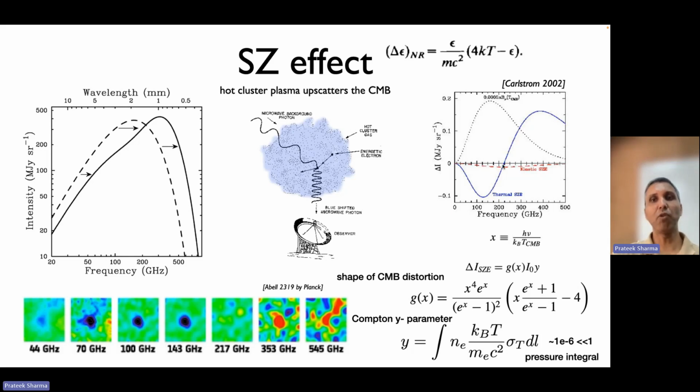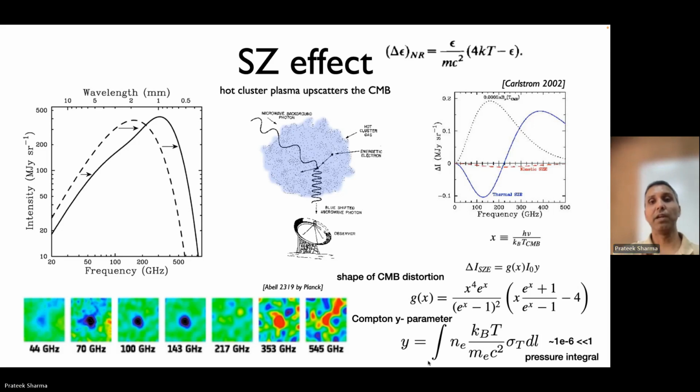And so what you do is you measure the SZ distortion by measuring the deviation from the CMB at different frequencies. So you basically try to map this out. Okay, and once you get the amplitude of this, you get Y. The amplitude of this effect is proportional to Y, right? The more electrons you have, a higher fraction of the CMB photons will get upscattered.